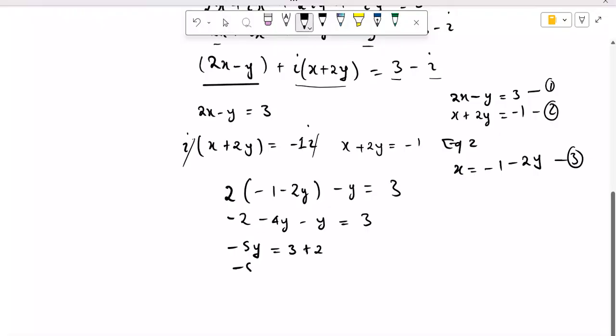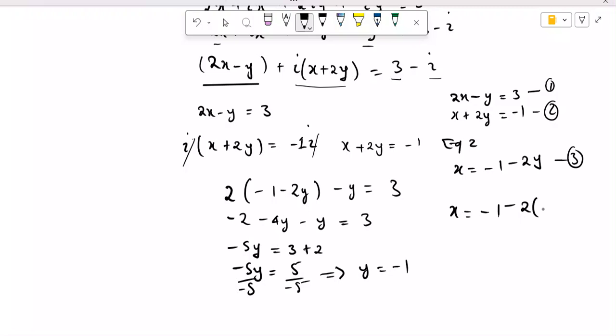So you have negative 5y equal to 5. Then you divide through by negative 5, y equal to negative 1. Then you can solve for x now. x equals negative 1 minus 2 times negative 1. You just substitute y here since you've already calculated. So you have x equal to negative 1, negative times negative is positive, so you have positive 2. So x equals 1.